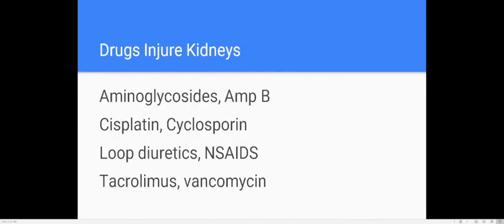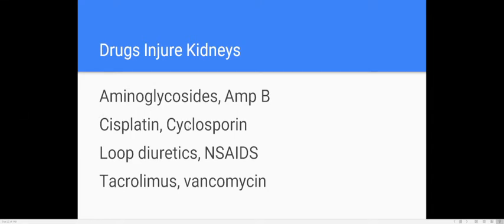Now, drugs that injure your kidneys. I separated this up with two in each line because that's how my brain worked for remembering this. An acronym I made up is AAC, CLN, and T. I don't know why, it just made sense to me. Aminoglycosides, amphotericin B, cisplatin, and cyclosporine. Loop diuretics and NSAIDs, tacrolimus, and vancomycin.